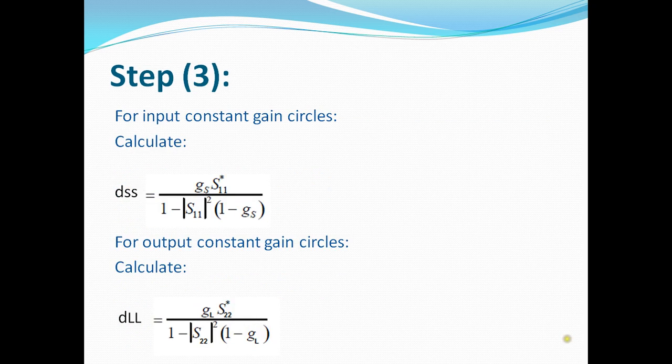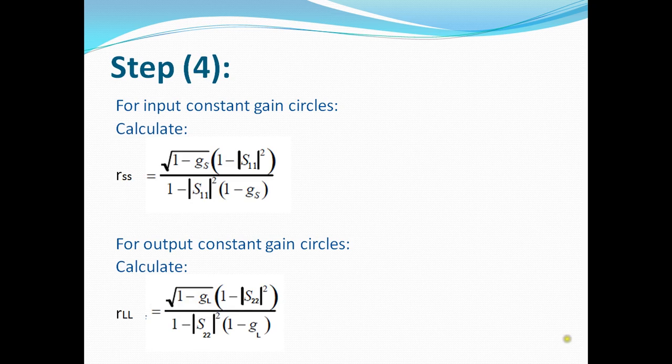Now for step 3, for input constant gain circles, we calculate DSS by applying the formula seen, and for output constant gain circles, we calculate DLL by applying the formula seen also. For step 4, for input constant gain circles, calculate RSS by applying this formula, and for output constant gain circles, calculate RLL by applying the next formula.